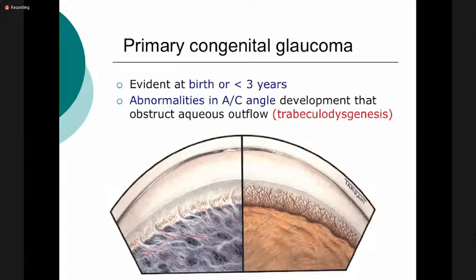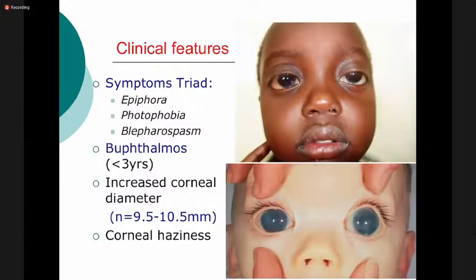So there are certain clinical features that you can identify. Most commonly, how these children come is that the child's eyes are really, really big, and we call that buphthalmos, so very big eyes. And also the corneas can be quite hazy, because when the pressures are high, the corneas become hazy. They no longer are clear.